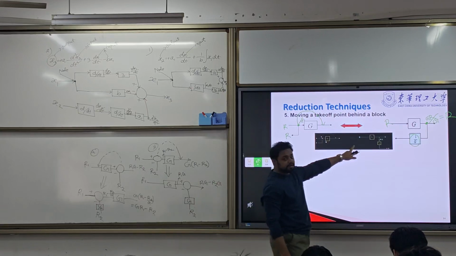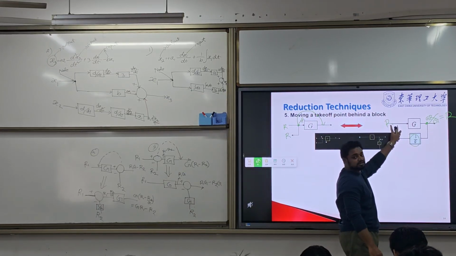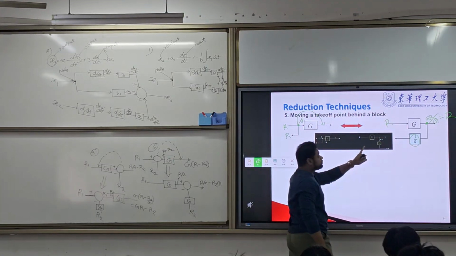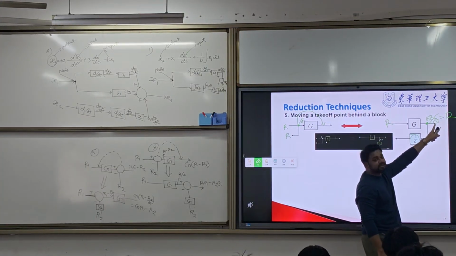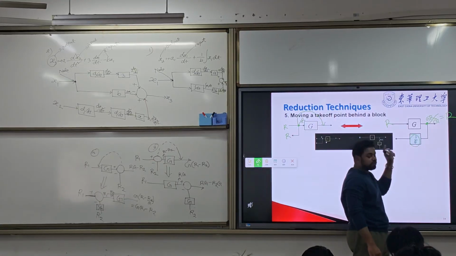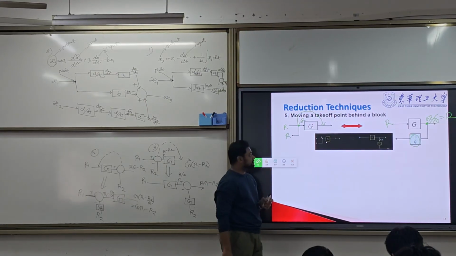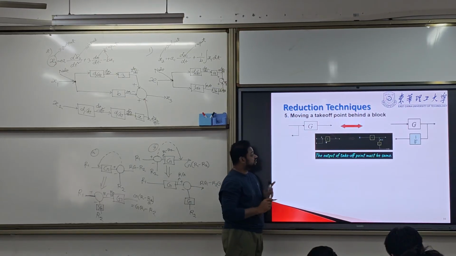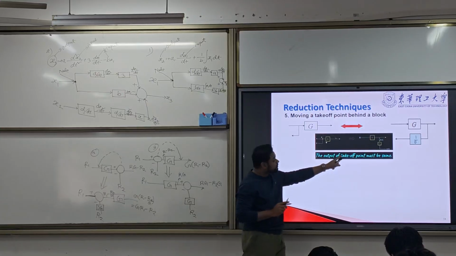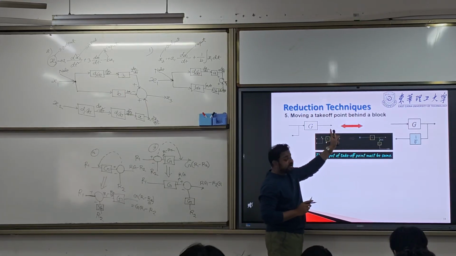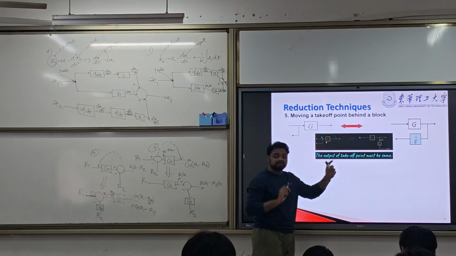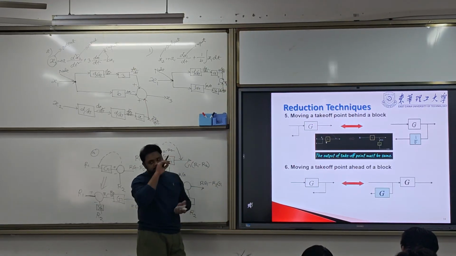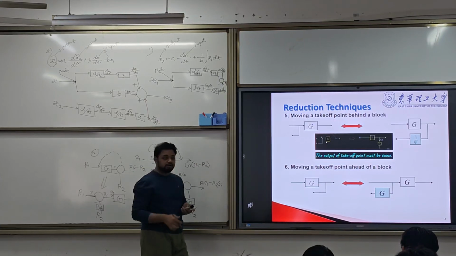Here the takeoff point output is RG. But my output at this takeoff point is R. So what do we need? We need to multiply with 1 by G. That's why we have G, 1 by G, which will give you R, because the takeoff point output must be the same. The output of the takeoff point, not the total output, must be the same. The next one, if we want to move the takeoff point before a block, let's see what will happen.